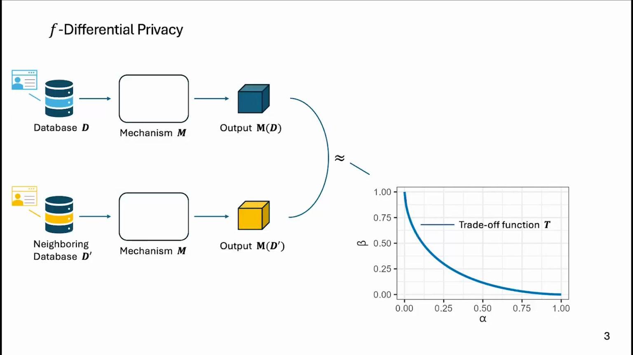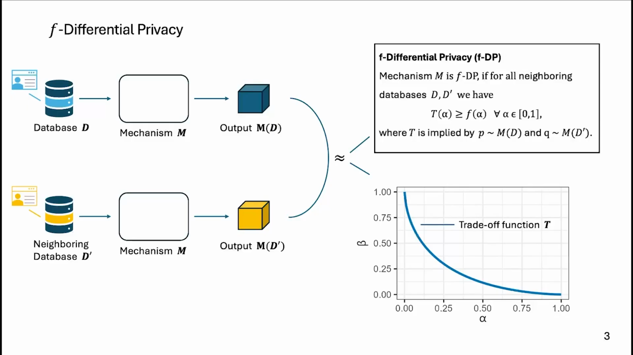And this trade-off curve T is also the central object of interest in f-differential privacy. So this trade-off function T is the parameter that we will want to estimate and audit later on. And it is also central to the definition of f-differential privacy. So a mechanism M is f-DP for a function f if any trade-off curve implied by two neighboring databases d and d dash lies above this function f.